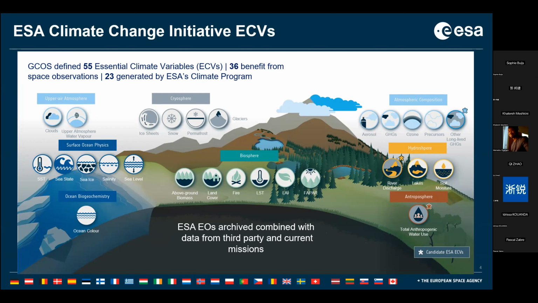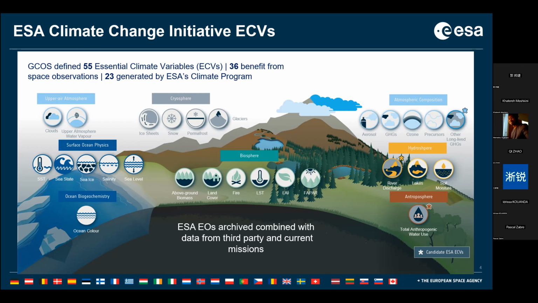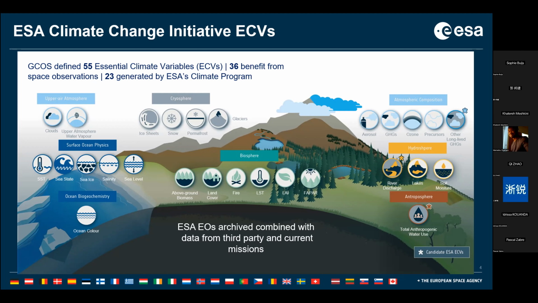And as a direct response to the UNFCCC needs in observation, ESA has launched its climate program, the Climate Change Initiative, more than a decade ago. The CCI is a coordinated research and development program amongst ESA member states whose main objective is to generate robust, long-term, global satellite-derived data sets for key indicators of climate change, the essential climate variables. And we do that by harnessing 40 years of ESA Earth observation archives and combining them with data from both third-party and current missions.